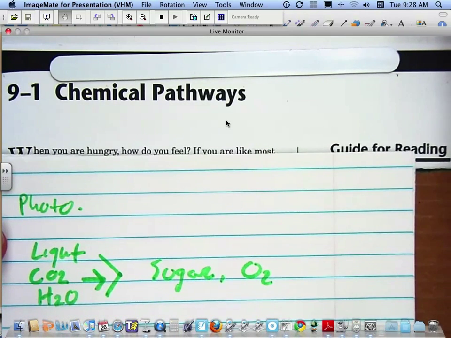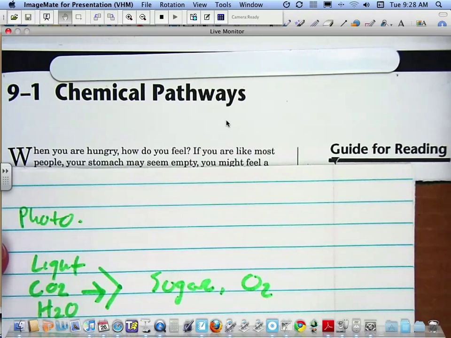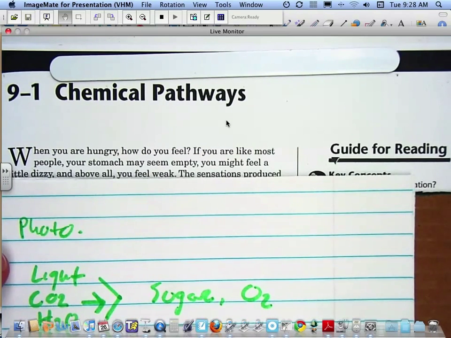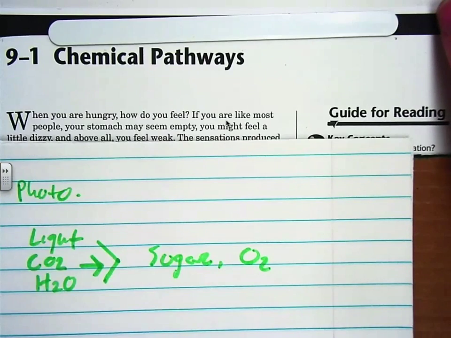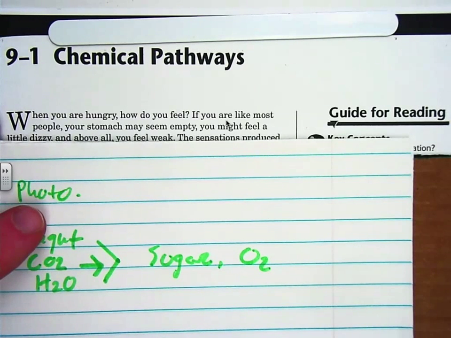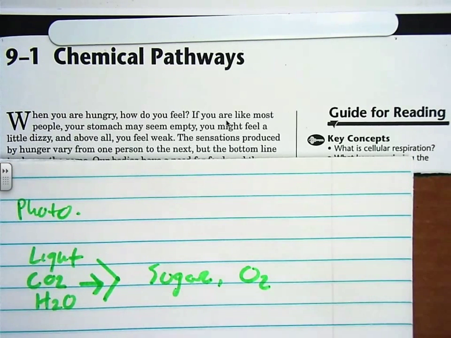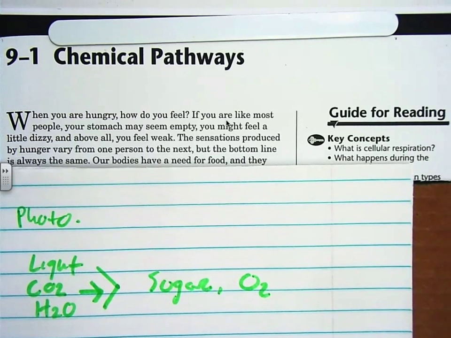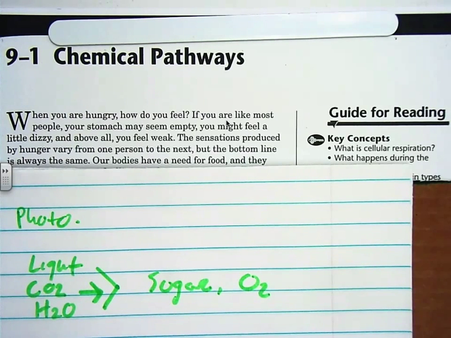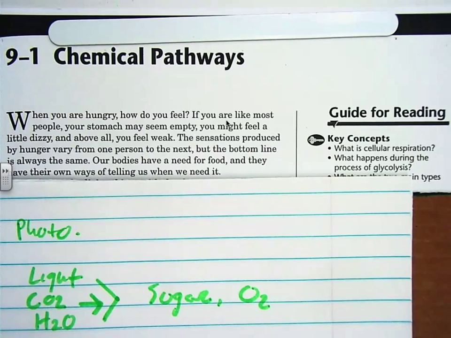When you are hungry, how do you feel? If you're like most people, your stomach may seem empty. You might feel a little dizzy, and above all, you feel weak. The sensations produced by hunger vary from person to person, but the bottom line is always the same. Our bodies have a need for food, and they have their own ways of telling us when they need it.